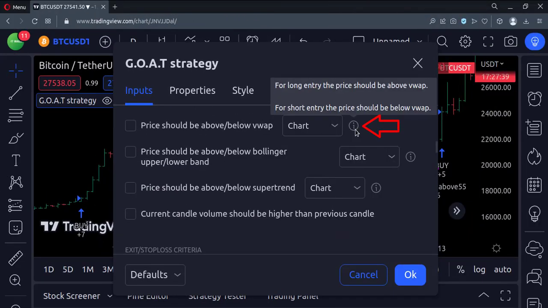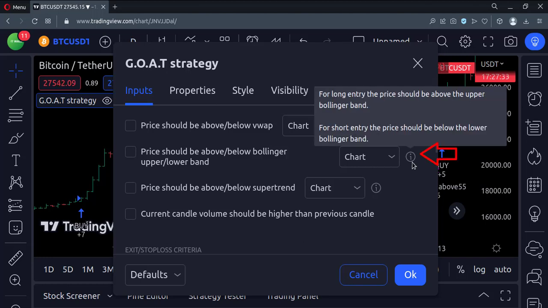Here we have the VWAP input. It says that for long entry, the price should be above the VWAP. And for a short entry, the price should be below the VWAP. Let's see the Bollinger Band entry criteria now. It says that, for long entry, the price should be above the upper band of the Bollinger. And for a short entry, the price should be below the lower band of the Bollinger.